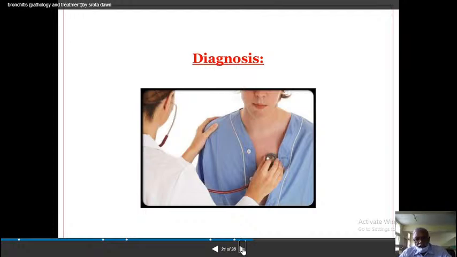So then the diagnosis can be made by physical examination, by puffiness of the eyes and cyanosis, a reddish-bluish coloration of the face, the eyes and the mucous membranes, and auscultation. You can find scattered rales and rhonchi, depending upon the bronchitis and secretions lodged in the bronchial tree.